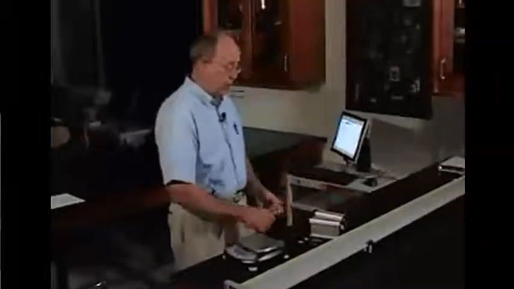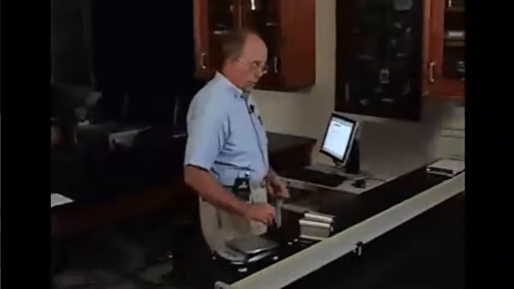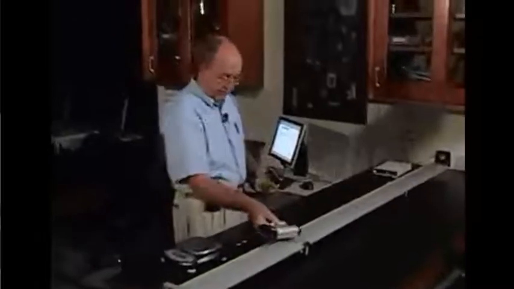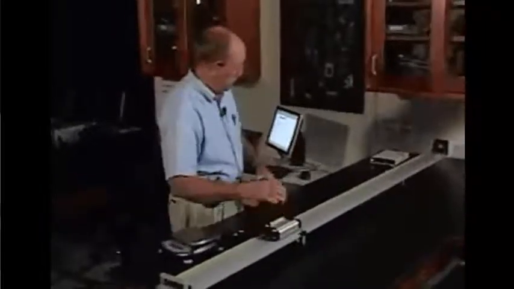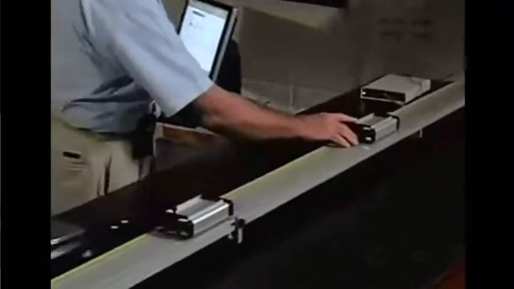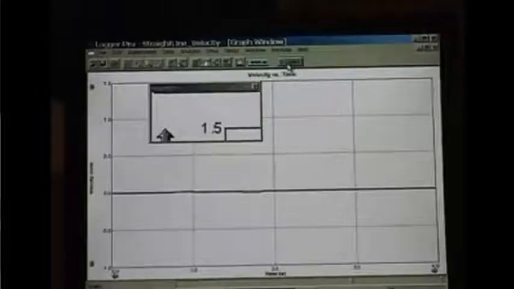Now I want to show you what we're going to do. We have two carts. They're going to collide and stick together through the use of Velcro tape. We have an ultrasonic distance measuring device back here that'll determine the distance to this cart 50 times a second and plot a graph of that and determine the velocity. We're going to actually show just the velocity graph. Let's see what happens now.